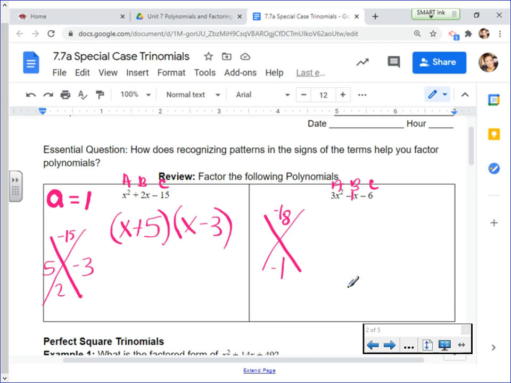You could sit here all day long. And I mean, there's not that many things that multiply to give you 18. There's 9 and 2. That's not going to get me negative 1. And there's 6 and 3. And that's not going to get me negative 1. So this is what I'm saying.